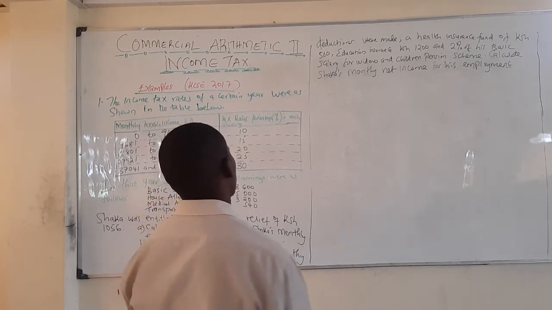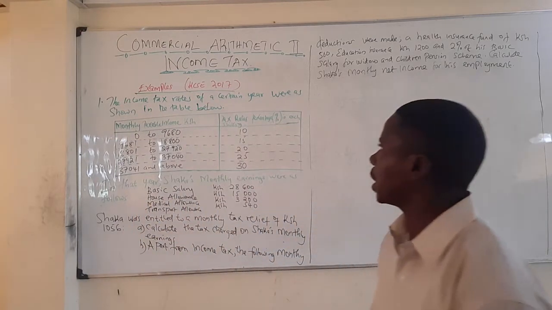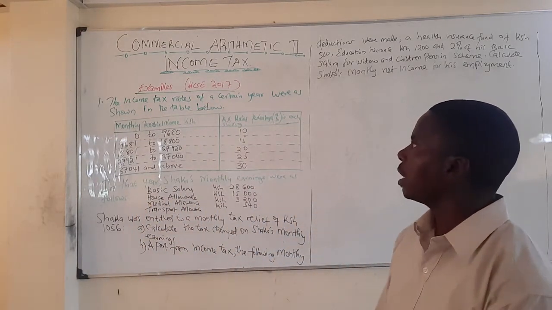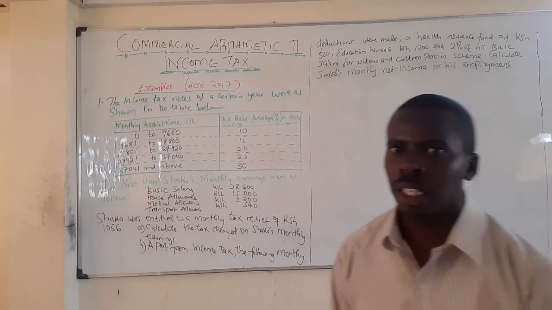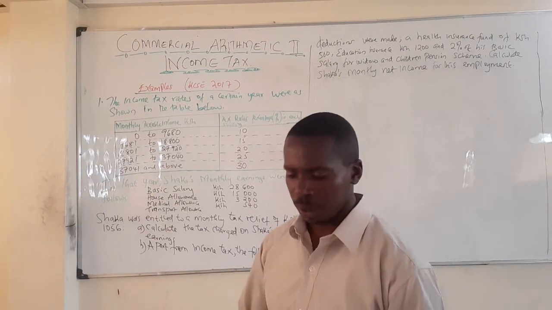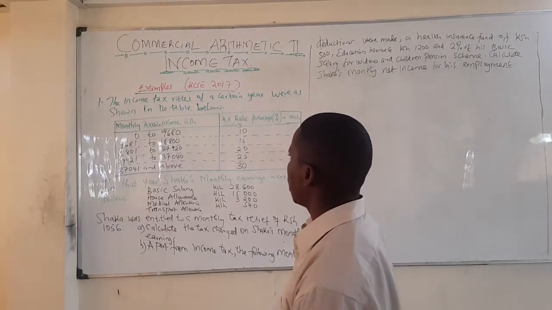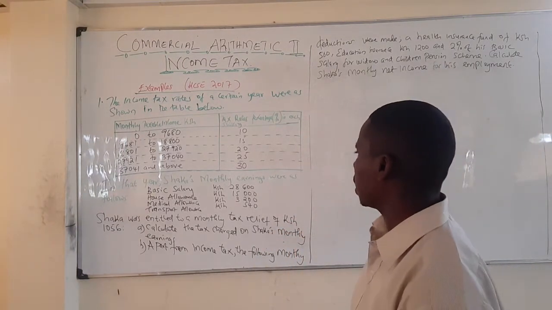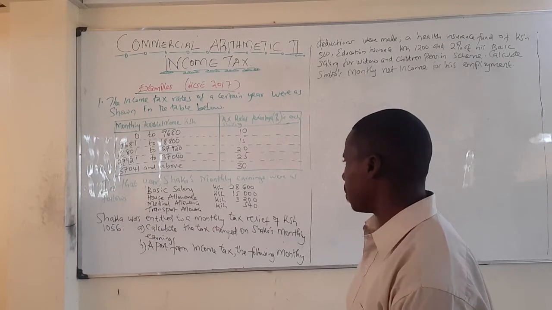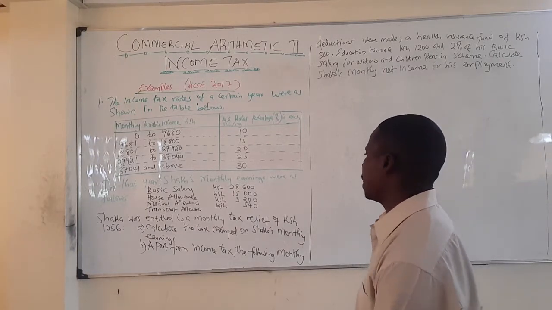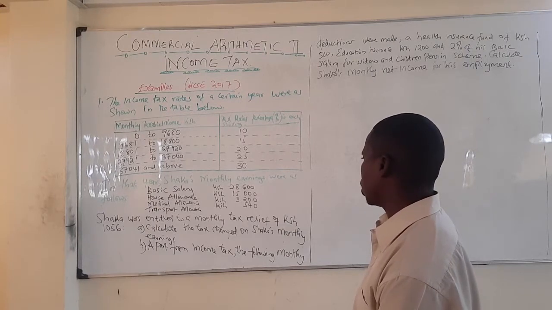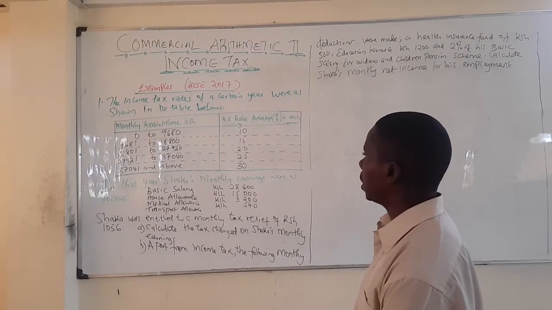So this question was in KCSE year 2017, and we are going to see how you are going to be able to solve this. We are going to start by answering question number 1A, where you are supposed to get the tax charged on Shaka's monthly earnings.